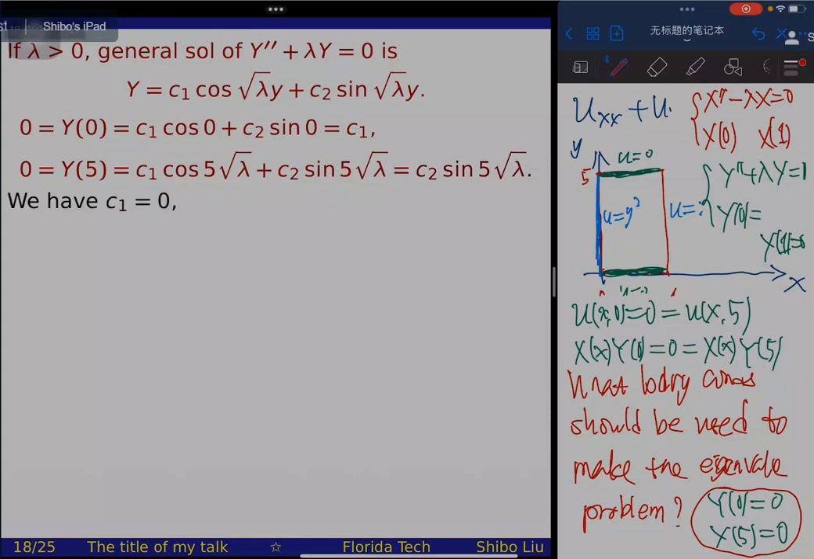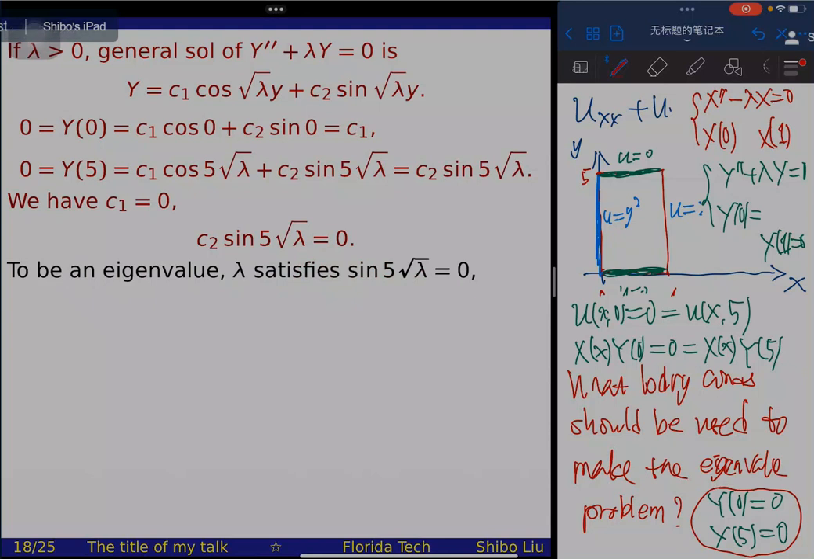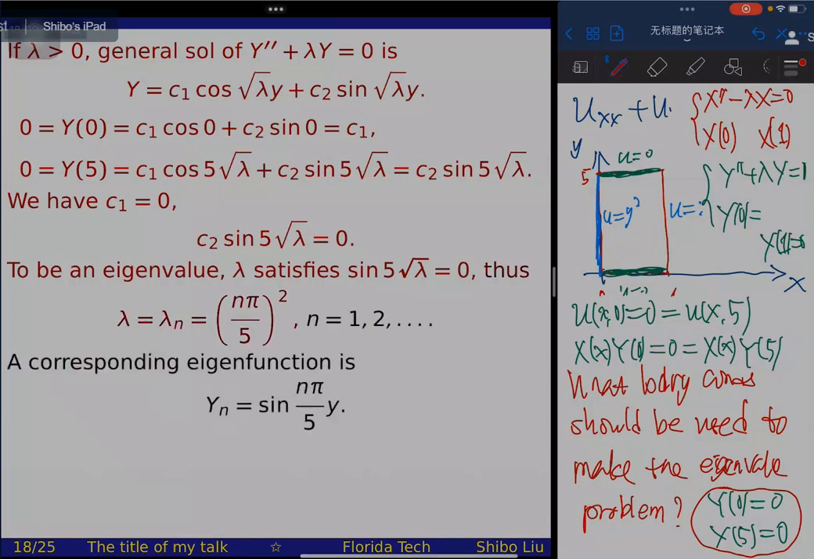Therefore, sine of phi square root of lambda has to be 0. That means if you want lambda to be an eigenvalue, phi square root of lambda has to be an integer multiple of pi. That means we have a sequence of eigenvalues lambda_n, which equals (n pi over phi) squared, n from 1, 2, 3, and so on.